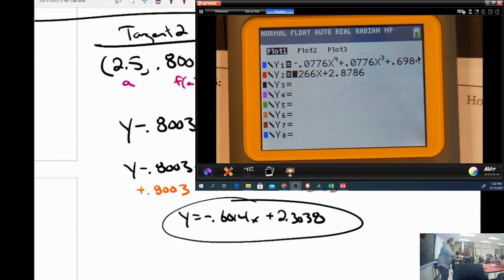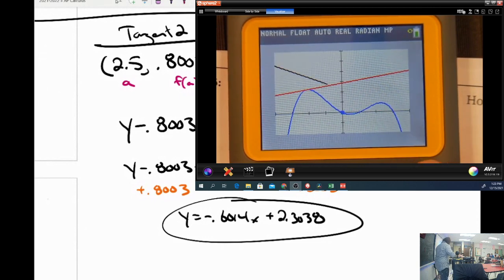So over here on y3, I'm going to go ahead and type that in, negative 0.6014x plus 2.3038. And if I'm right, and I hope I am, this is where I cross my fingers because I'm not really sure. Push graph. There it comes, and perfect. It's an exact tangent line, right exactly where we needed it to be for this problem.